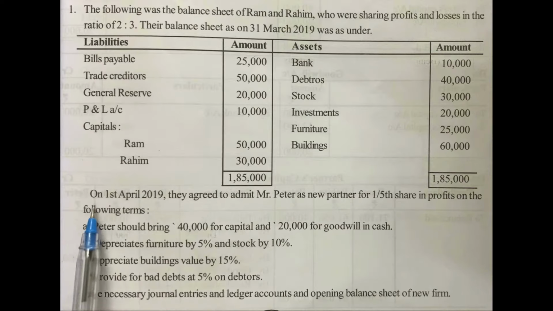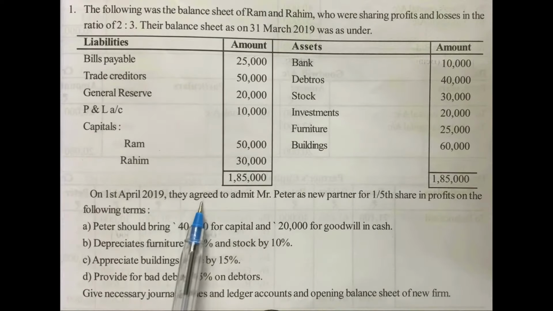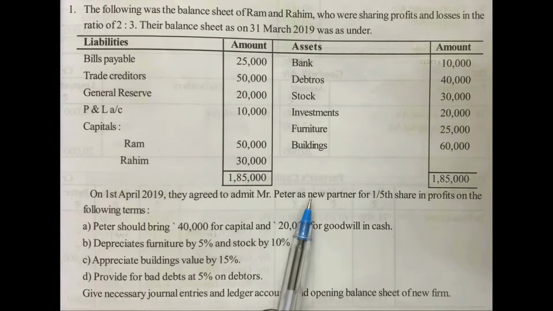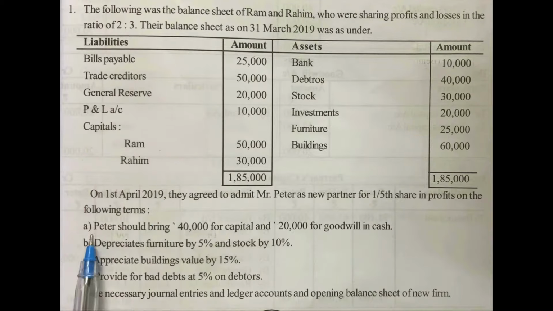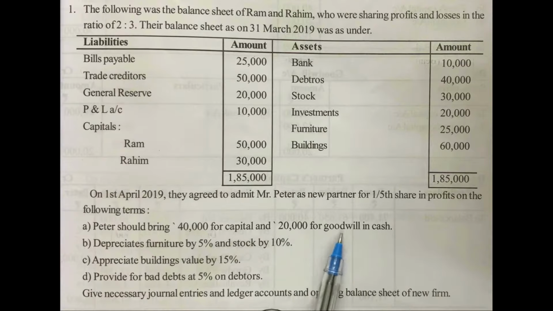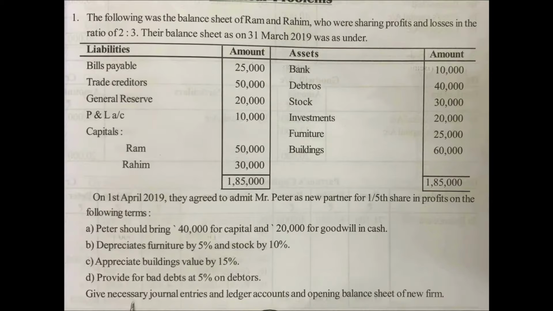Additional information: on 1st April 2019, they agreed to admit Mr. Peter as a new partner for a 1/5 share in profits on the following terms. A. Peter should bring 40,000 rupees for capital and 20,000 rupees for goodwill in cash. B. Depreciate furniture by 5% and stock by 10%. C. Appreciate buildings value by 15%. D. Provide for bad debts at 5% on debtors. We are asked to show journal entries, ledger accounts and the opening balance sheet of the new firm.